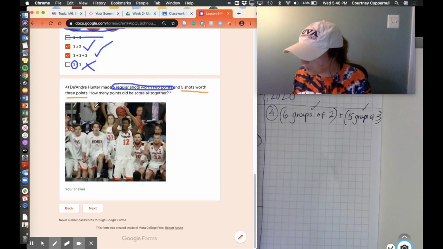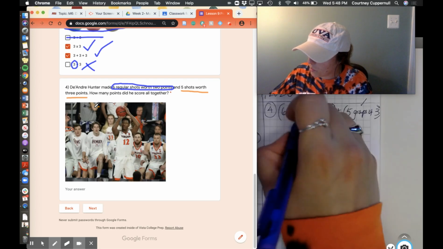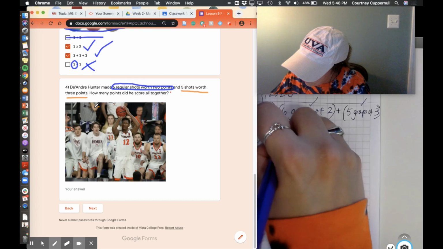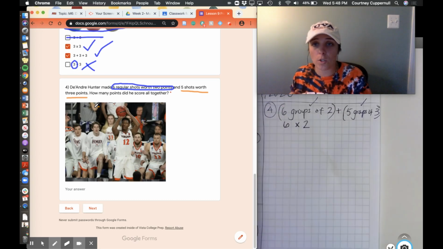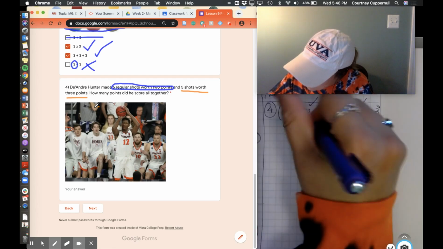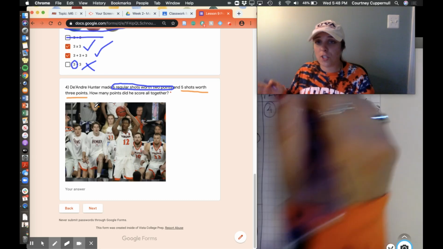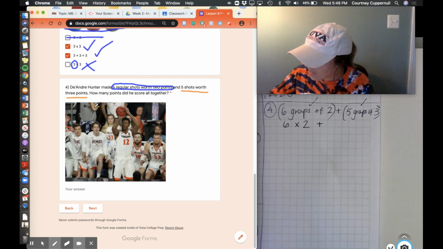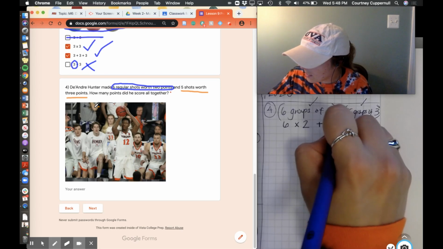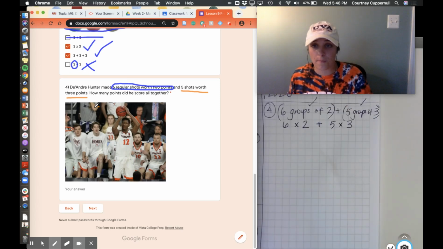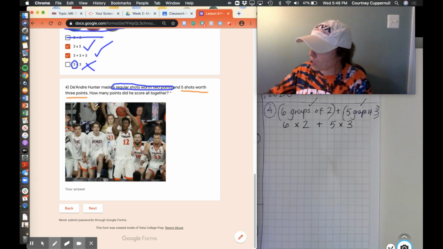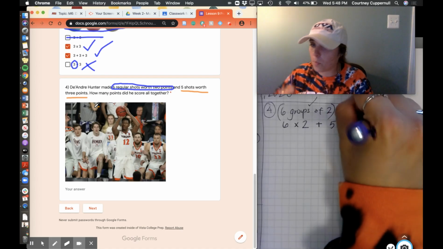So I know a mathematician would represent this first part of my number sentence like 6 groups of 2, 6 multiplied by 2, 6 times 2. And I know that they're going to add however much that is, plus the 5 groups of 3, or 5 times 3. Now, I don't know how much he scored yet. That's my job in this problem, is to solve this. So I'm going to set it equal to P for points.